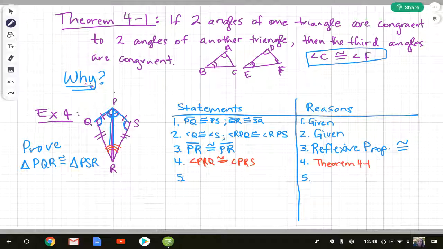Okay, so now we have all three pairs of corresponding sides congruent. All three pairs of corresponding angles are congruent, and that's enough to be able to say that the two triangles are congruent. So triangle PQR is congruent to triangle PSR, and that is by the definition of congruent triangles.